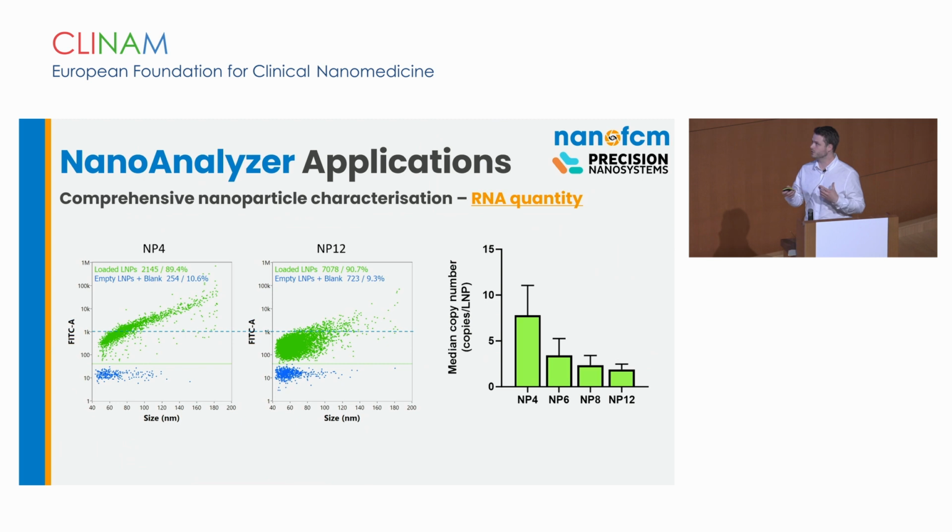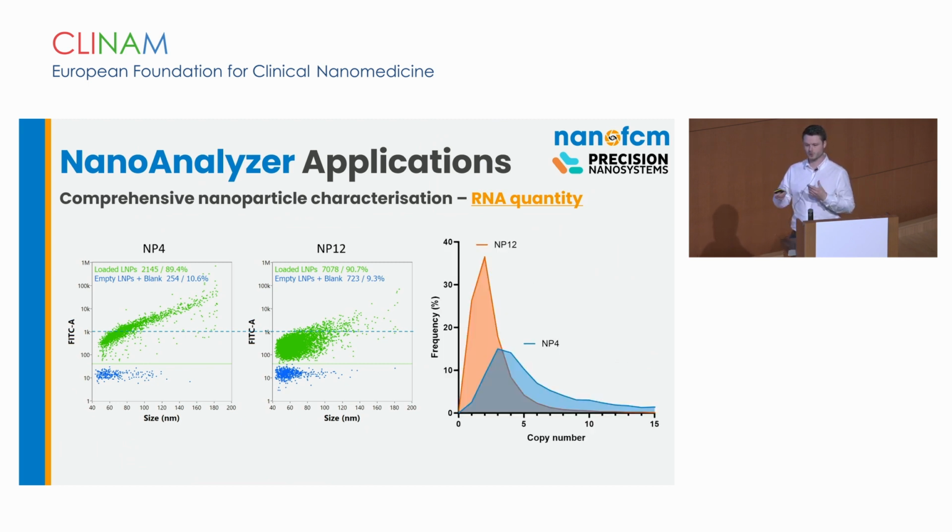So when we start to graph that, you can see a really clear trend here where as we go up in the ratio, sorry, we see a reduction in the median copy of our mRNA per LNP. You can look at it that way, thinking, great, the NP4 has the higher payload, but you can also look at it another way, in that the NP4 also has a much broader distribution within its sample. So if you were more interested in a more narrow, homogeneous LNP formulation, you might think the NP12 actually falls better into this region.